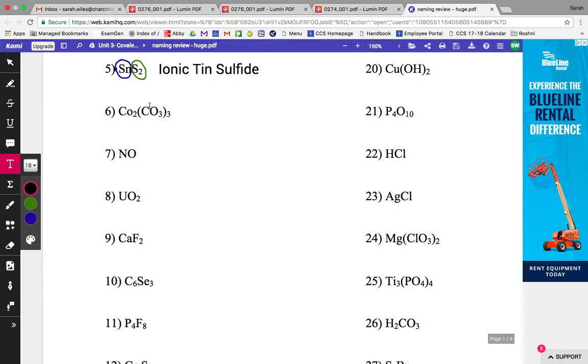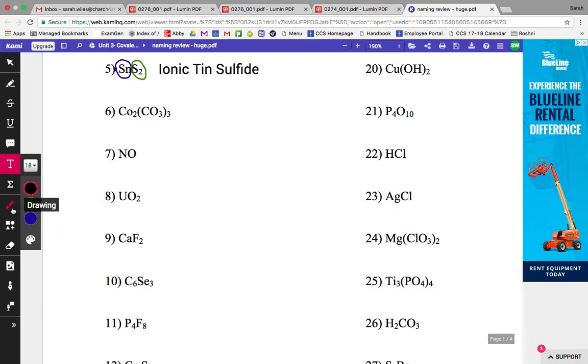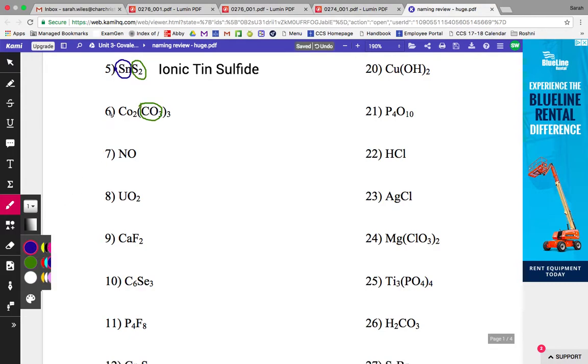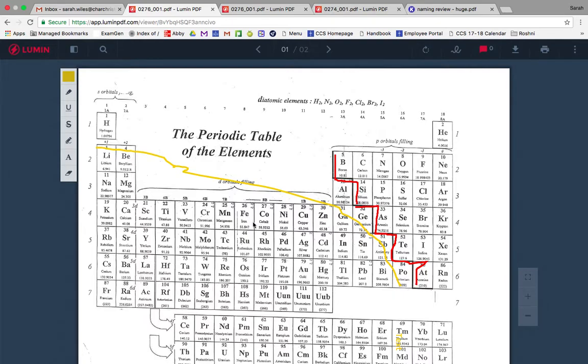Number 6, 1, 2, 3 capital letters. 3 capital letters means I need to find the polyatomic ion. This problem made it very easy because they put CO3 into parentheses. So I know that CO3 is my polyatomic ion. When I look at my chart, it's carbonate and it has a negative charge, which makes it an anion. So carbonate is my anion. Cobalt, Co, is a metal because it is to the left of the staircase, and that makes it a cation.